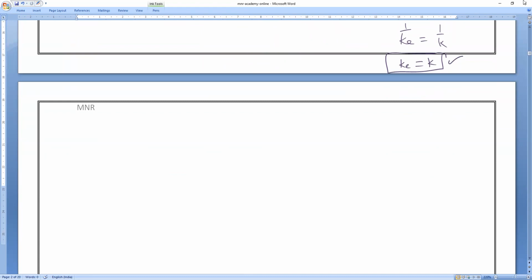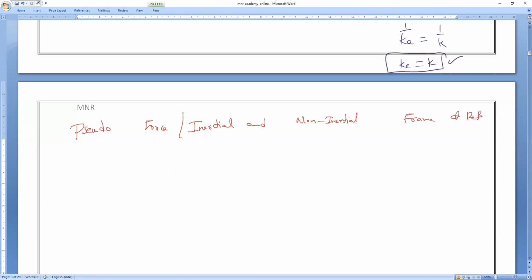So the next concept which we are going to study is actually the new thing. Everyone experiences it in daily life, but we don't know what it is called. That is pseudo force. We used to call it pseudo force, and I will also use the words inertial and non-inertial frame of reference.